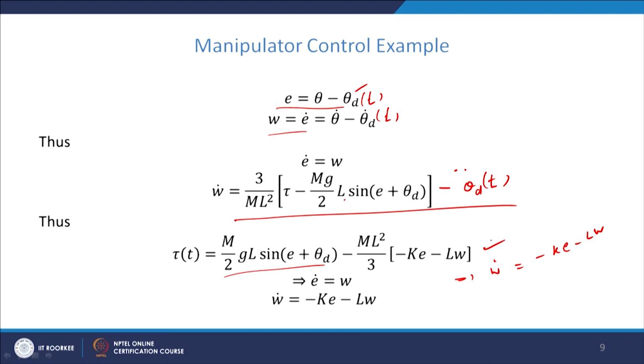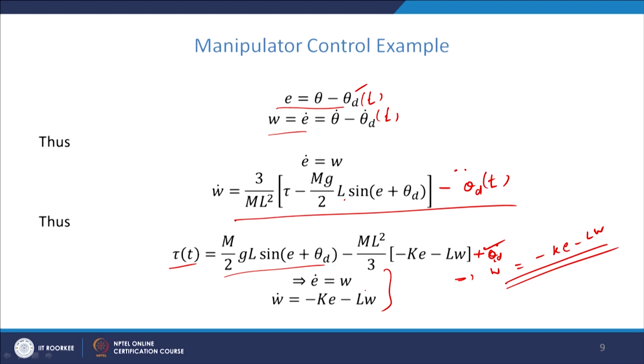So, here one term is missing, that is plus theta d double dot. So, we have to include this theta d double dot in the selection of tau, so that finally we will get only this term. Okay. So, by selecting this control, what we get is, in the form of error, e dot equal to w, w dot is minus Ke minus Lw.